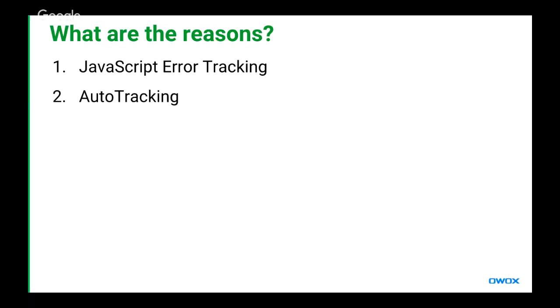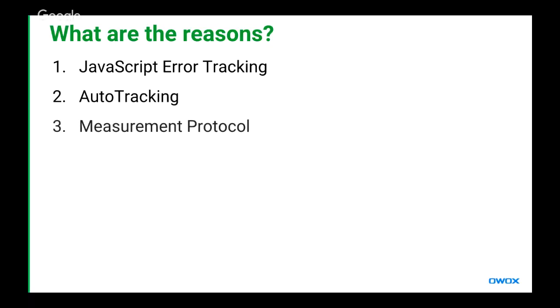Auto tracking has the same logic as JavaScript error tracking. There are some tools that help you track events automatically, and some ready-made libraries. But sometimes events might be generated more than you expected.